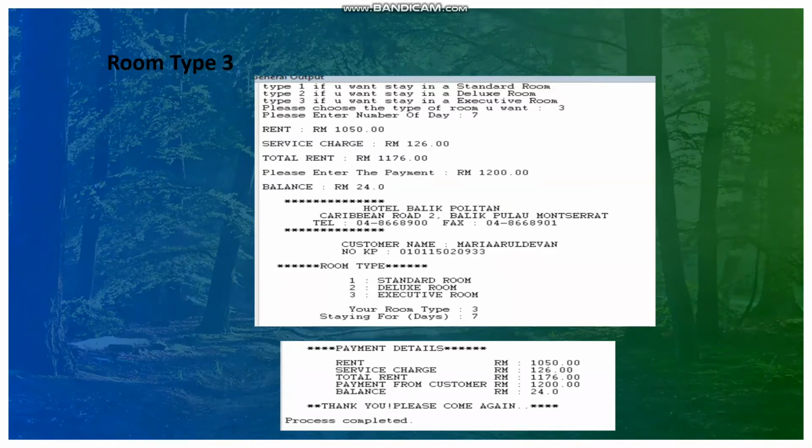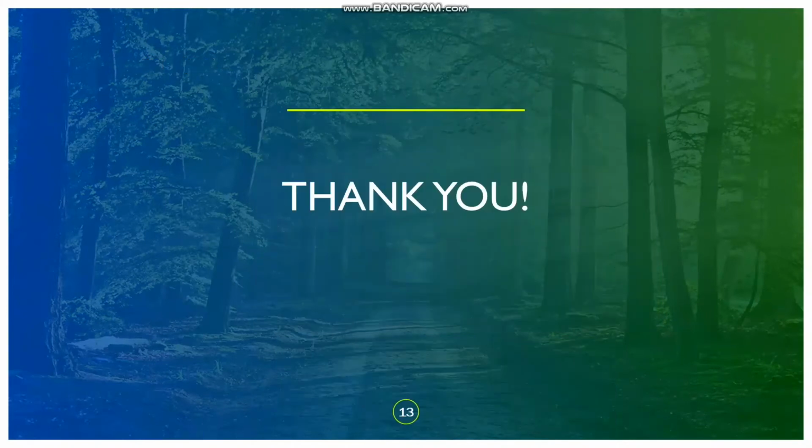So that's the types of rooms and the amount of payment you will give and the balance you receive. That's all for this output.